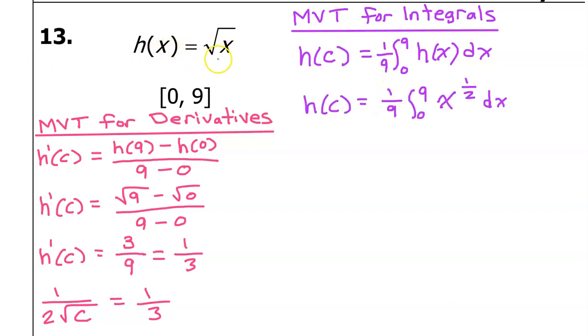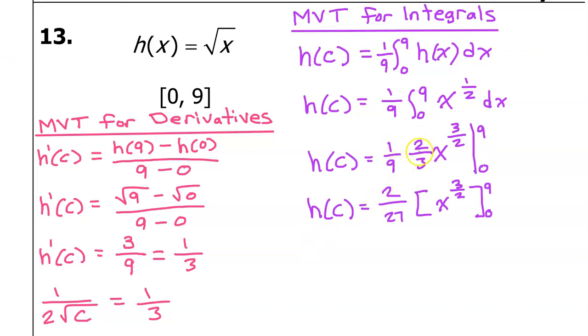H of x is the square root of x, which we can write as x to the 1/2 power. Let's go ahead and integrate by adding 1 to the exponent. That gives us the 3/2 power. Then we divide by the new exponent. Dividing by 3 over 2 is the same thing as multiplying by 2 over 3. Don't forget the 1/9 that we still have out in the front. We need to use the limits of integration, so we need to evaluate from 0 to 9.